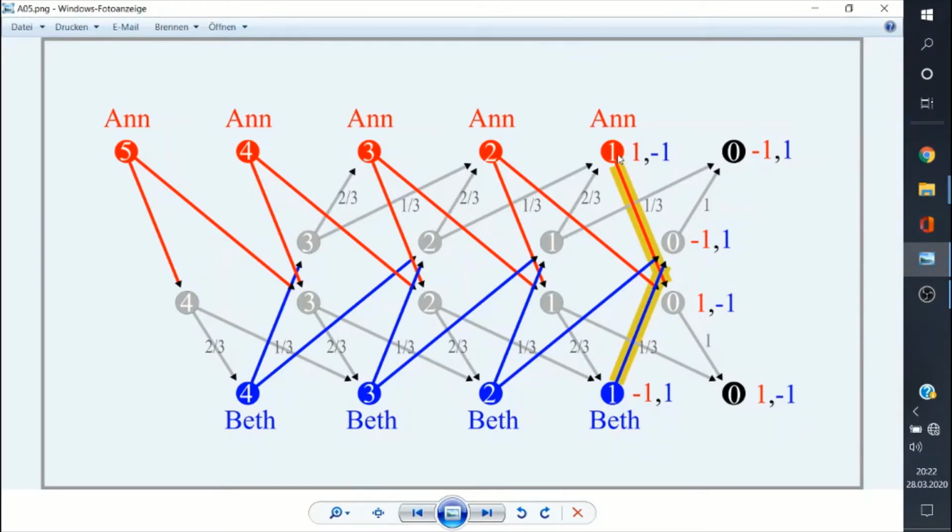And here is Anne, 1 stone left, there's no choice for Anne. Anne has to do this one, and this yellow color indicates that is what Anne will do in this position. Remember, she cannot do anything other than that. So that means we take these 2 payoffs, 1 and -1, and copy them here. And the same for Beth here, only one option. So we have to go this way. We take the 2 payoffs and we copy them here.